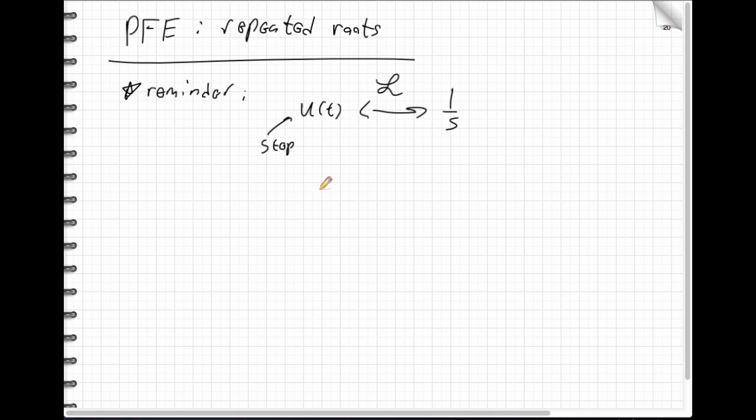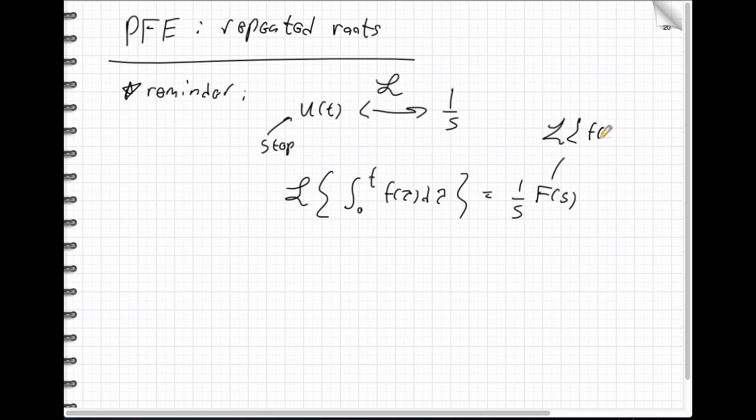Okay, and then you should remember this. If I take the integral of f of tau d tau, that is equal to 1 over s times F of s, which of course, F of s again, is the Laplace transform of f of t by definition.